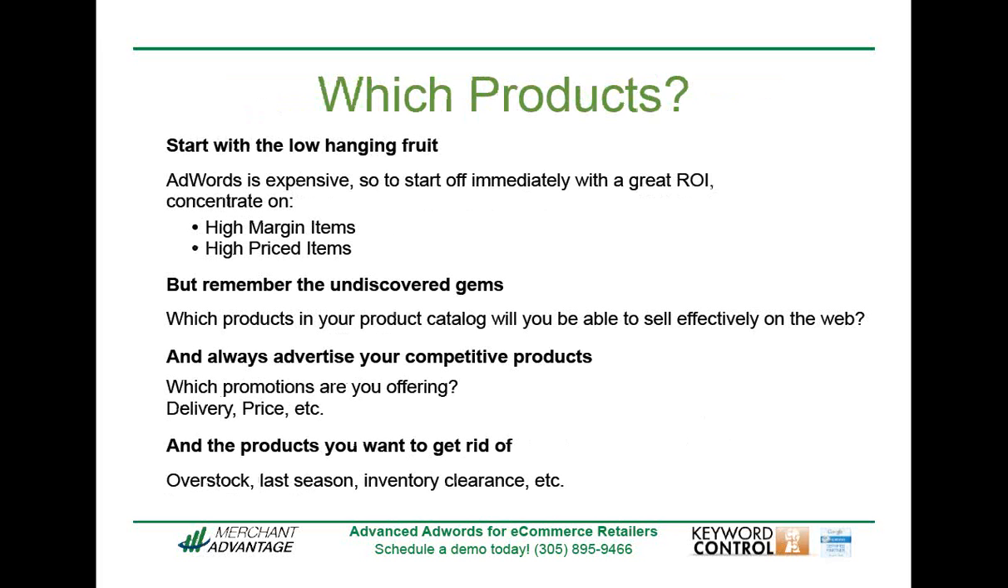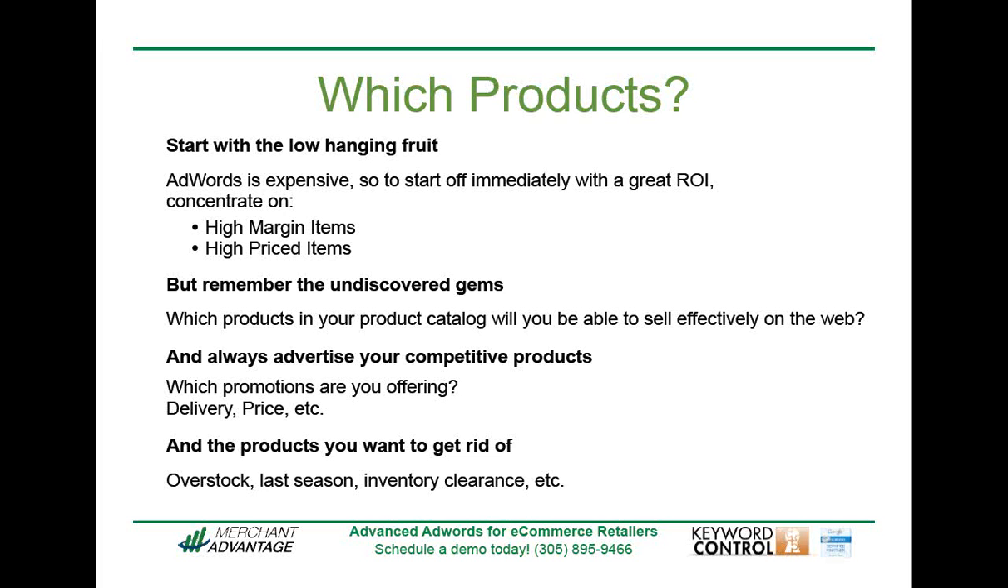Another question is, which products should we advertise? We have 10,000 products. Which one should we start with? If we're going to go for all 10,000 right away, what do we start with? I encourage everybody to start with the low-hanging fruit. AdWords, as we all know, is expensive. So start off with the products that are more likely to have a great ROI. Concentrate on those high-priced, high-margin items, and use that as a starting point.